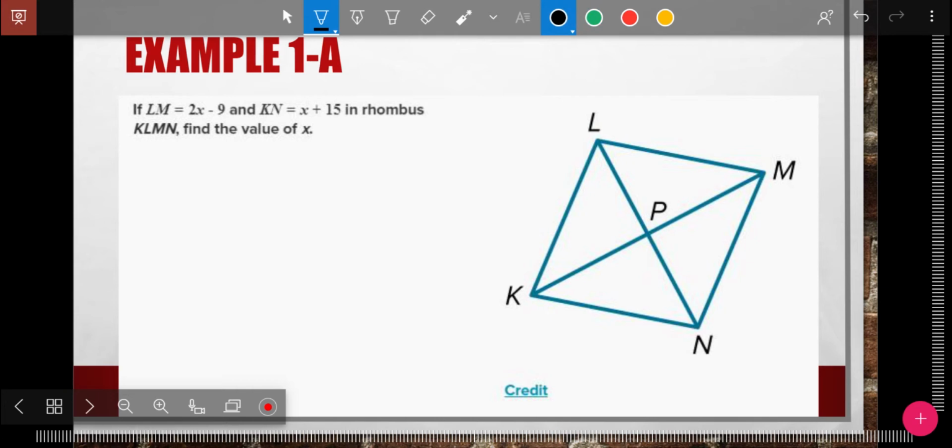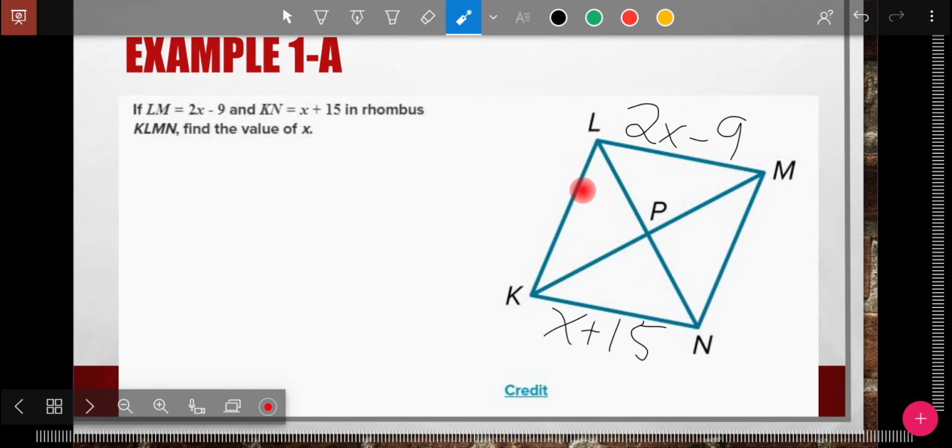It says if LM is 2x minus 9, well, I want to put right here on my picture, LM is 2x minus 9, and KN is x plus 15. As you go back to your notes and read your rhombus rules, it says each diagonal bisects a pair of opposite angles. Well, that means the corners get split into 2 equal parts, but I'm not talking about angles, so that rule doesn't mean anything right now. It says the diagonals are perpendicular. Well, that means right here they crisscross at a 90-degree angle. Nice, but I'm not using that right now, so I don't need that.